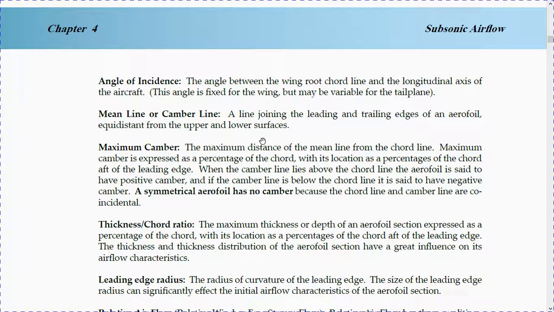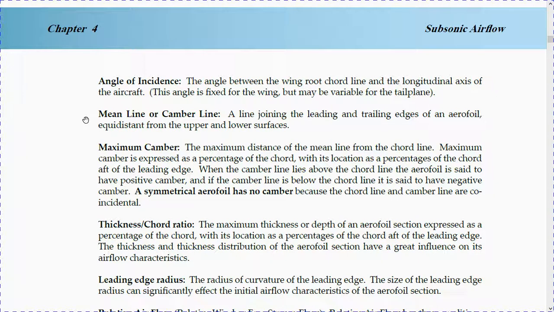Angle of incidence. This is the angle between the wing root's chord line and the longitudinal axis of the aircraft. So the root chord of the wing can be mounted with a little bit of an angle in respect of the longitudinal axis of the aircraft. Here it says the angle is fixed for the wing but may be variable for the tailplane. For example, in the 737, the whole tailplane can move its angle of incidence.